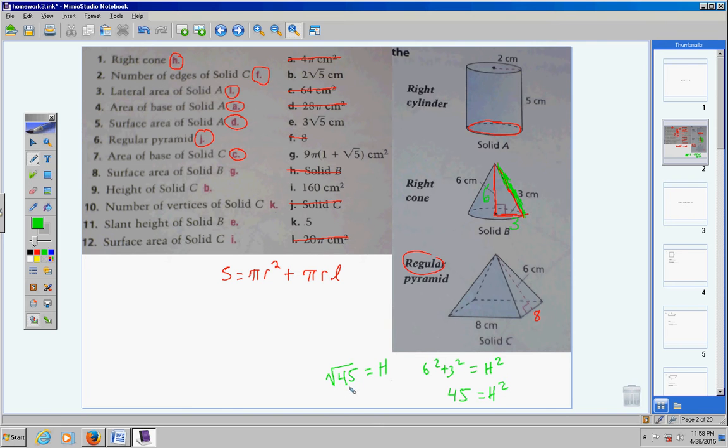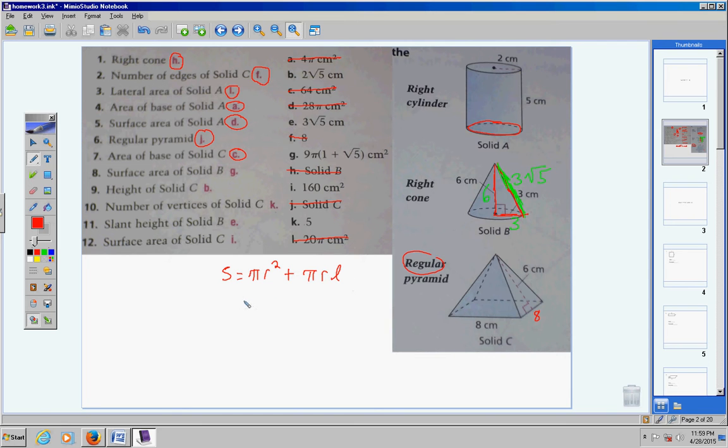Now break this down, guys, okay? Break this down. 45 is the same thing as 9 times 5. We know the square root of 9, so cross it off and put a 3 on the outside. So our slant height is 3 square root of 5, okay? 3 square root of 5. Now, Mr. Error, why did you find that? Because the formula right here said I have to know the radius. Well, I know that, but I have to know the slant height, and I did not know that.